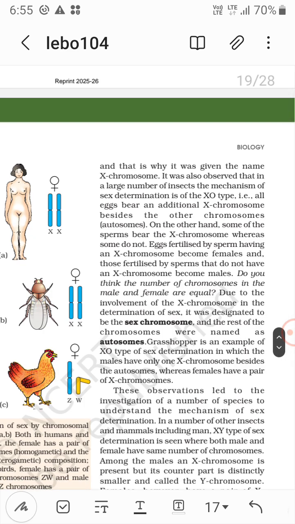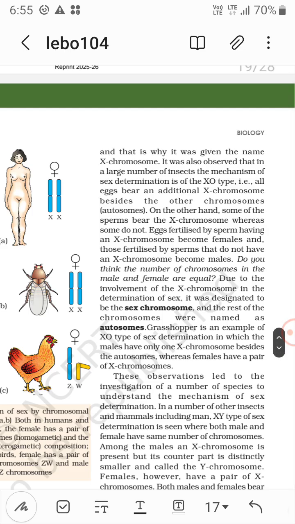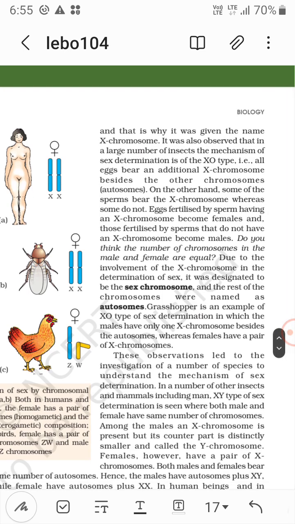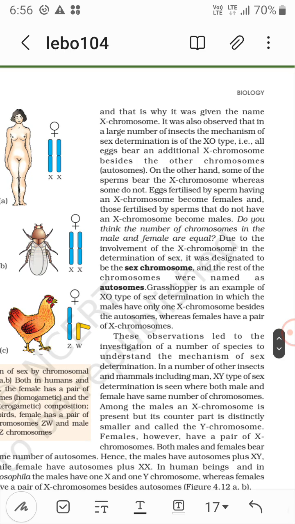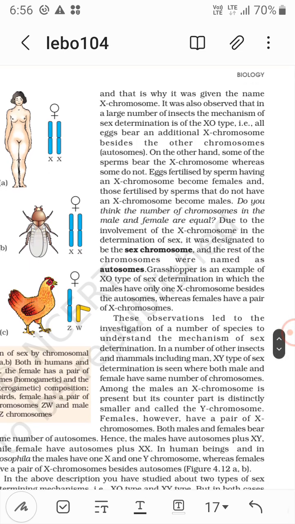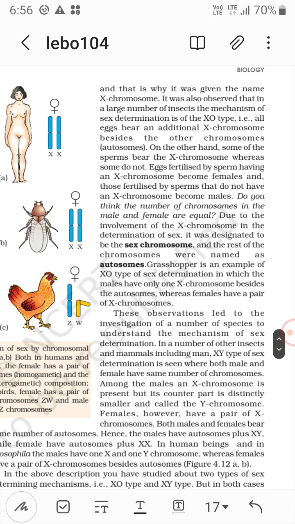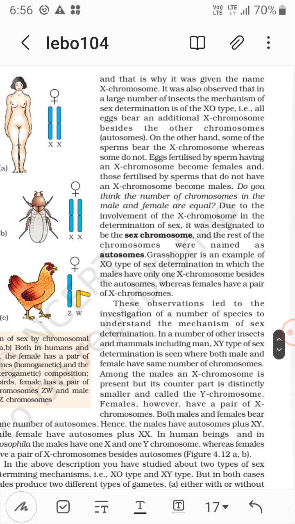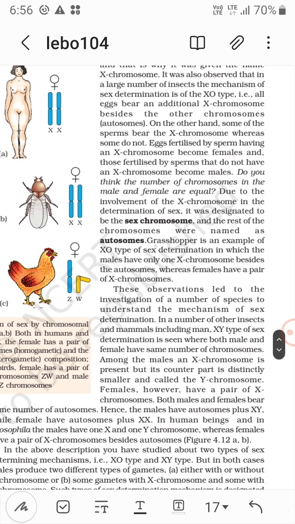On the other hand, some of the sperms bear the X chromosome, whereas some do not. Eggs fertilized by a sperm having an X chromosome become females, and those fertilized by sperms that do not have an X chromosome become males.